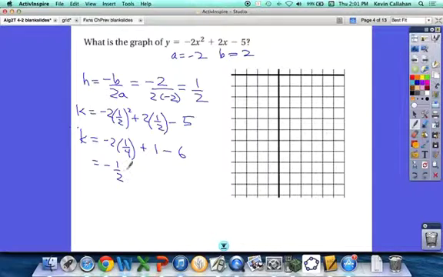1 minus 6 would have been -5, so that's -5.5. So the (h, k) is positive 1/2, -5.5. There's your vertex. So first, if you're graphing this thing, go over to the graph and let's plot. 1/2, down 1, 2, 3, 4, 5.5. There's the vertex. Okay, does this one open up or down?